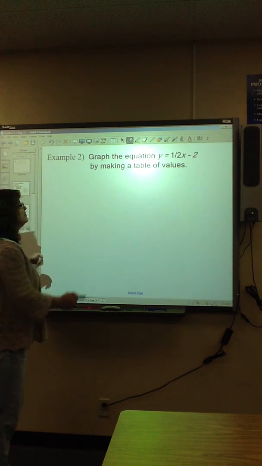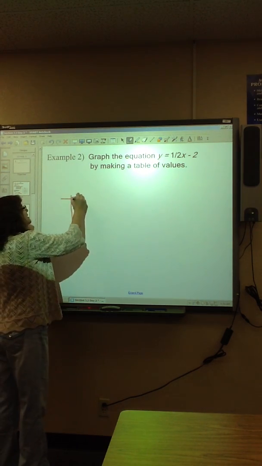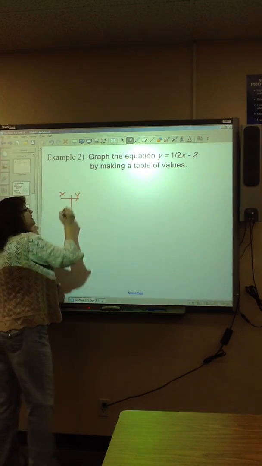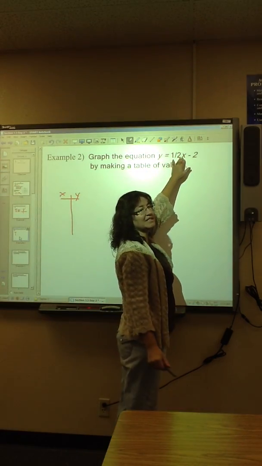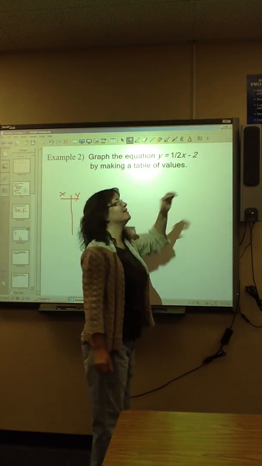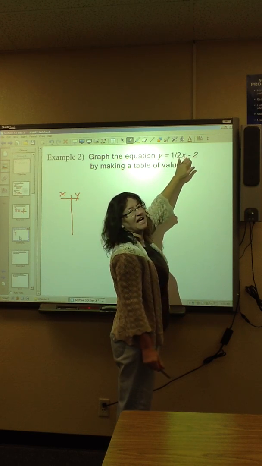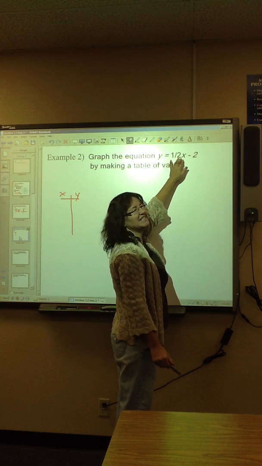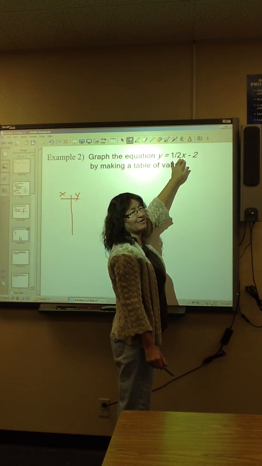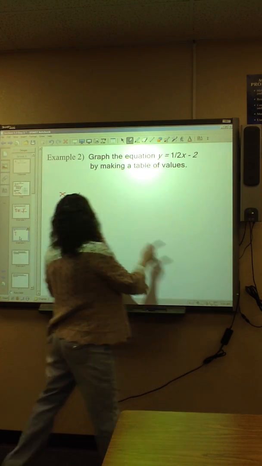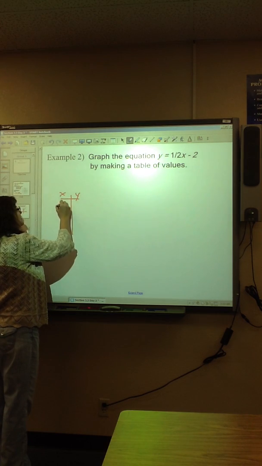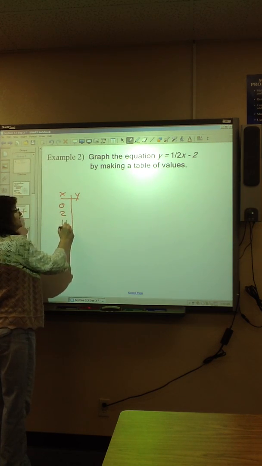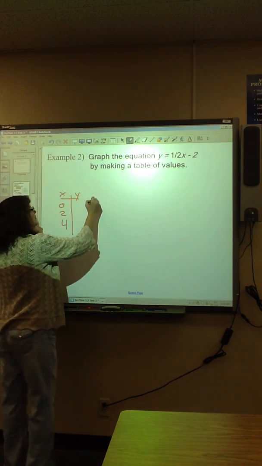Let's do another one. So I'm going to make a table of values. Now this time, do you see up at the equation how it says it's a half of x? I'm only going to pick even numbers for x because I can take half of 2, half of 4, and half of 6, but I can't take half of 1 easily, then I'll get a fraction. So I'm only going to pick the even numbers this time. So 0, 2, 4, because that'll give me nice answers when I run it through.